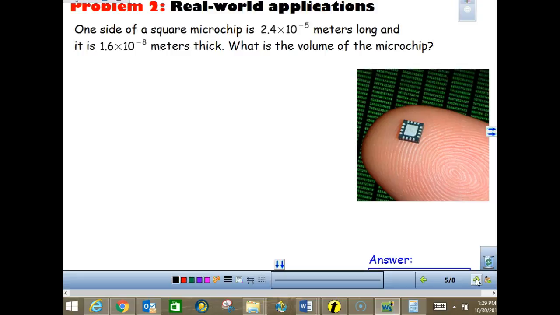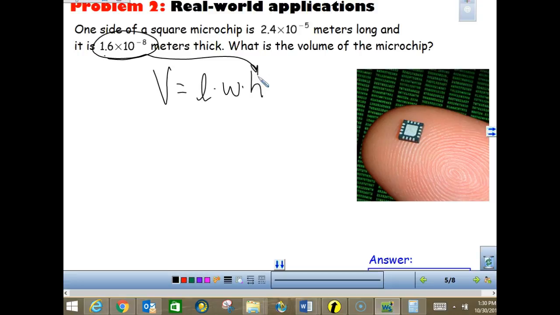So when we look at this question, there's one just like it in your homework tonight. There's another one coming up in a couple of days that looks just like this. When we are looking at this question, in order to find volume, remember volume is equal to length times width times height. They're telling us the thickness, and they're telling us it's a square chip. So what does that mean about my length and my width if it's square? They're going to be the same, right?